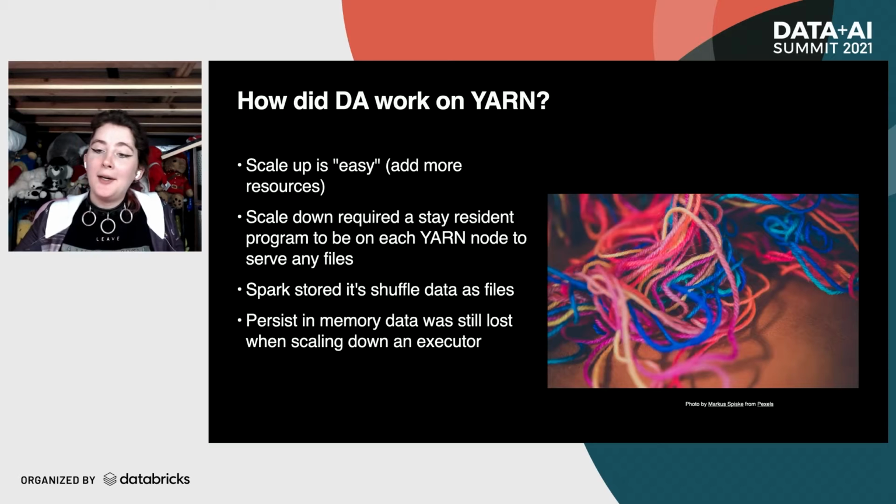So scale down. In Yarn, how we handled this is we had a stay resident program on each node in the Yarn cluster that would serve the files left behind by any executor that may have exited or been killed. And this worked out really well because Spark stored its shuffle data as files. It did, of course, lose data that was stored only in memory, and some types of data were cached in memory and not actually written out to disk. And so that was still lost, but the shuffle files tended to be the most expensive parts. So this was a really good solution, and it didn't require huge architectural changes. And so that's how we did it on Yarn.